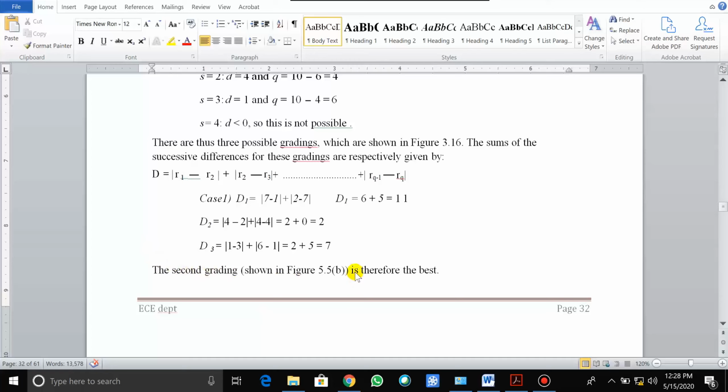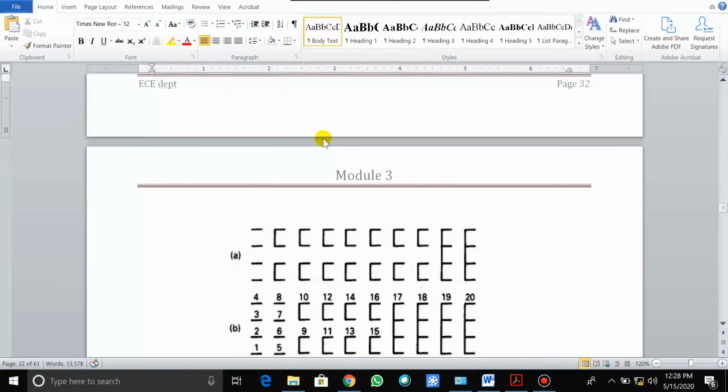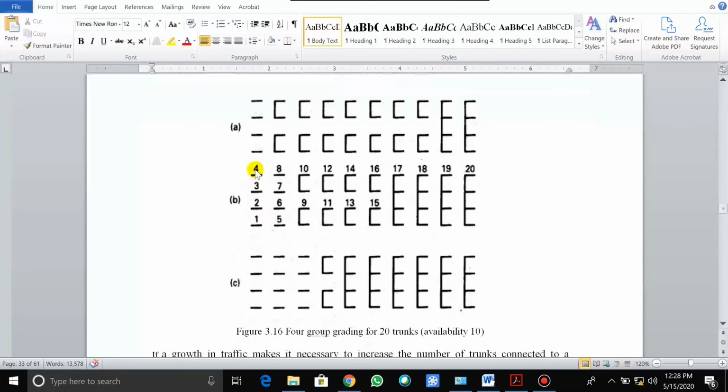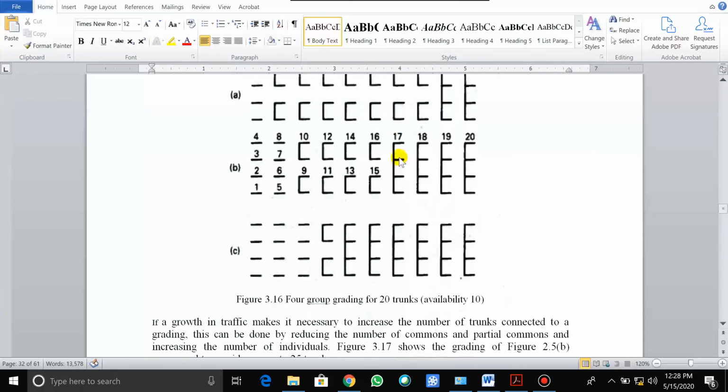The second grading is therefore the best, which is represented here. See, this is the first grading, second grading and third grading. So this is the first type of grading, this is the second type of grading, this is the third type of grading, and they are telling the first type of grading is the best type of grading.